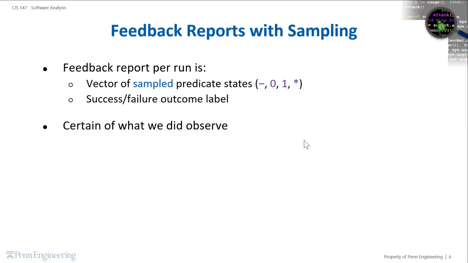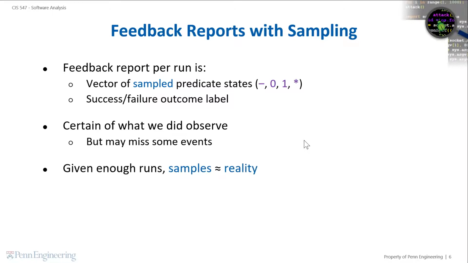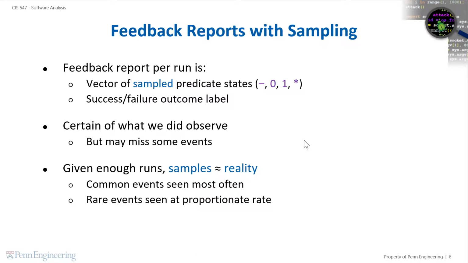While sampling introduces noise in the vector of predicate states, we can still be certain of what we did observe, although we may miss some events. We'll make this statement precise in the following quiz. More significantly, given enough runs, the impact of noise diminishes further as samples begin to approximate reality. Common events are seen most often despite sampling, and even rare events will be seen at a proportionate rate.